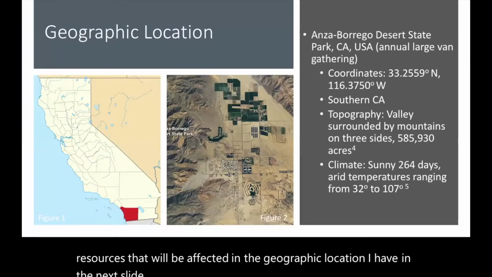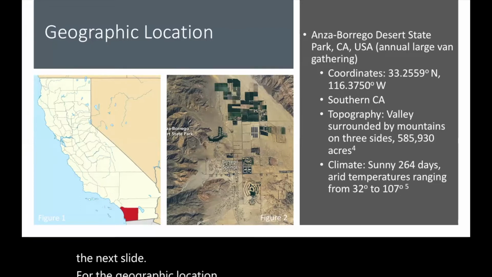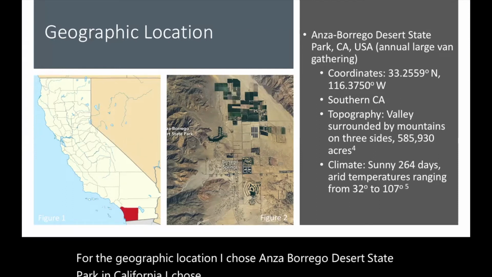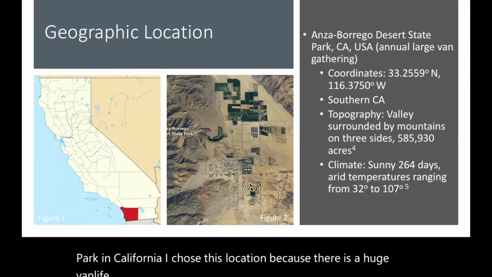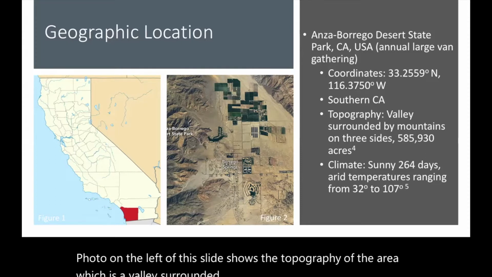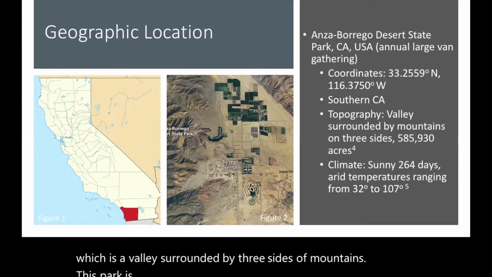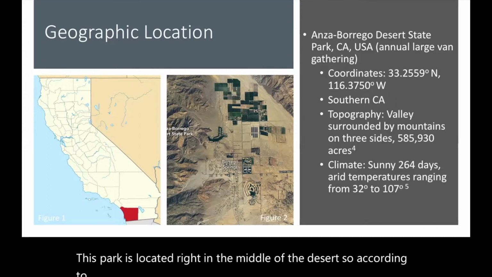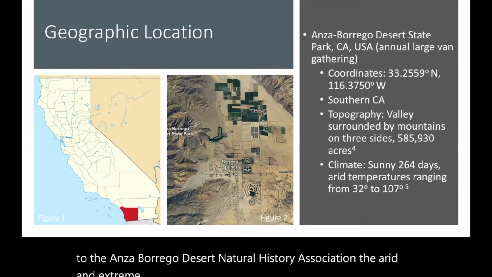For the geographic location, I chose Anza Borrego Desert State Park in California. I chose this location because there's a huge van life gathering once a year. The photo on the left of this slide shows the topography of the area, which is a valley surrounded on three sides by mountains. This park is located right in the middle of the desert, so according to the Anza Borrego Desert Natural History Association, the arid and extreme temperatures range from 32 to 107 degrees throughout the year.